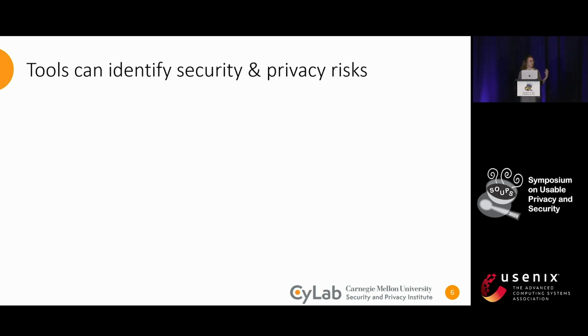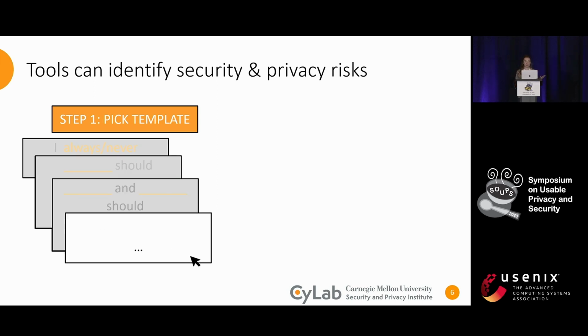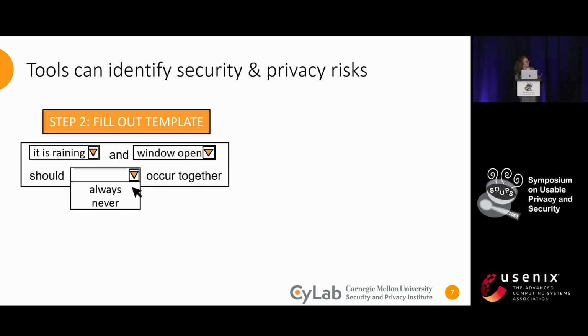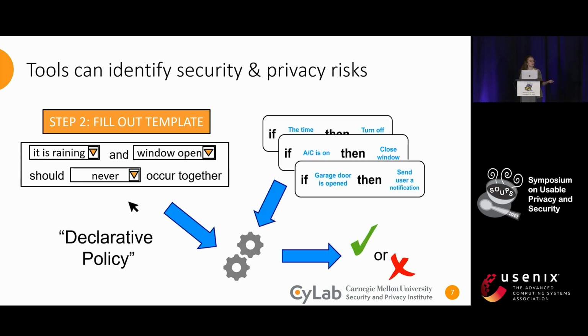Now, researchers have developed a variety of tools to help people evaluate the security and privacy of their TAP programs. And one type of tool asks the user what kind of properties they want to hold for their smart home. So this tool would give you these templates like the one shown here, and the user would pick the template that most closely matches what they have in mind that they want their home to be doing. Then they would fill out the template so that the fields reflect the specific goal that they have in mind. In our paper, we call these declarative policies. Next, the user would tell the tool what rules they have installed, and the tool would tell them whether or not the rules will satisfy the property or not.